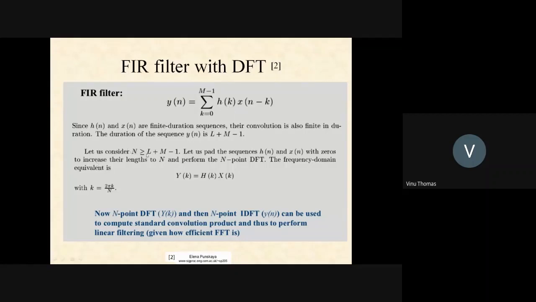So now consider N greater than or equal to L plus M minus 1 and pad the sequences h(n) and x(n) with zeros to increase the length to N, and perform the N-point DFT in the frequency domain. You can write Y(k) is equal to H(k) into X(k). So which means if you compute the inverse discrete Fourier transform, you can get back y(n). So which means you can implement an FIR filter using FFT algorithm. This is what we had discussed in the second module itself, when we had seen implementation of FFT algorithms. FIR filtering can be implemented very fast by using your FFT algorithm.